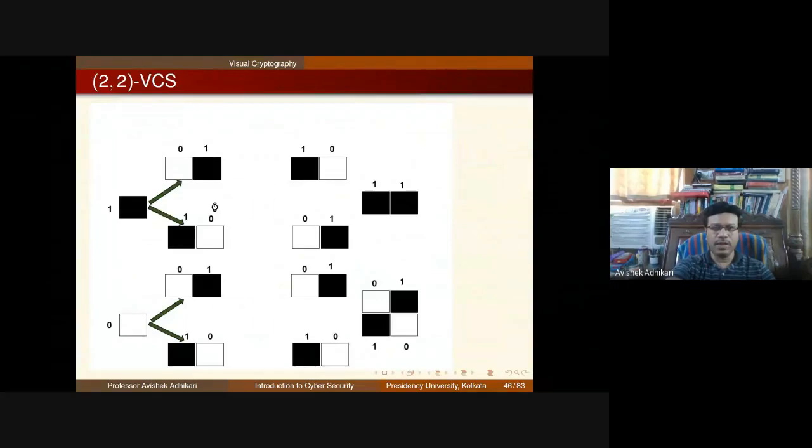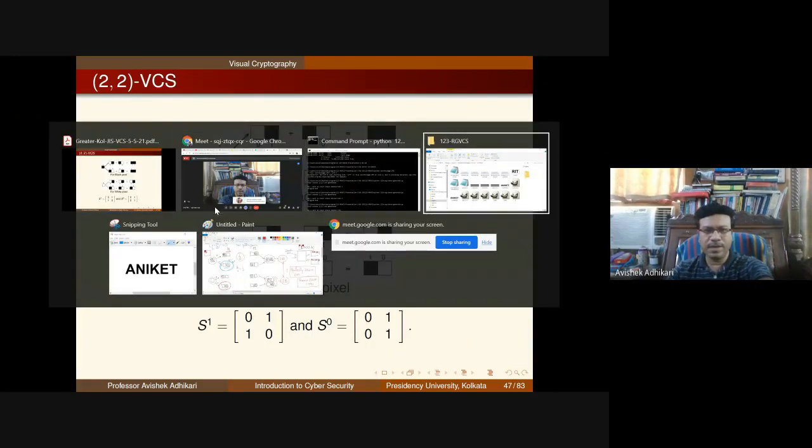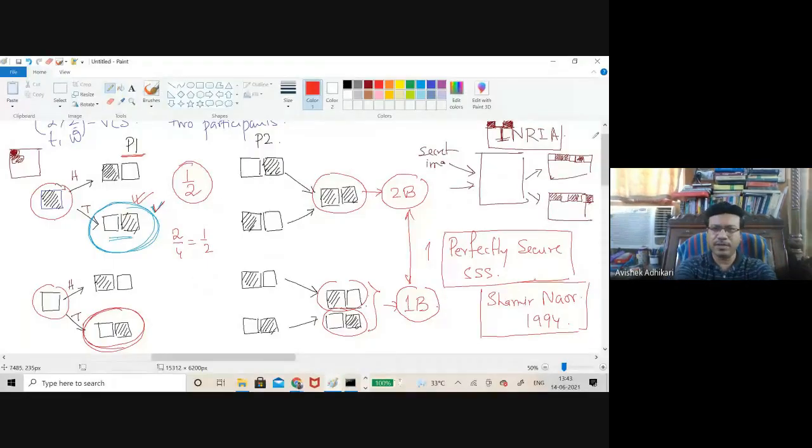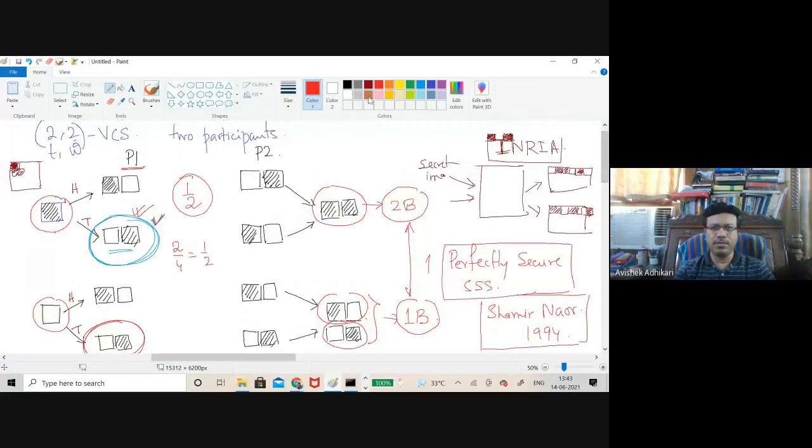Okay. So let us try to extend the idea. So till now what we have studied is basically for black and white images, for the 2-2 scheme. Now let us try to extend it, but before going to that, we need to have some mathematical idea known as basis matrices. Okay. So the idea is very simple, nothing more.